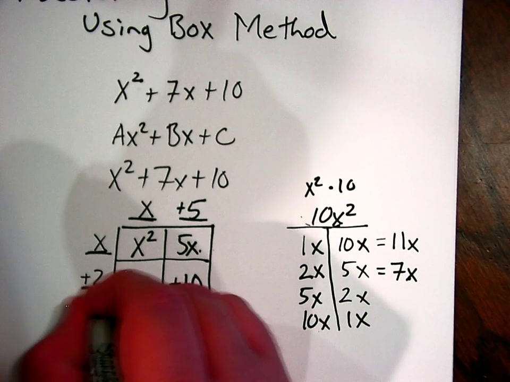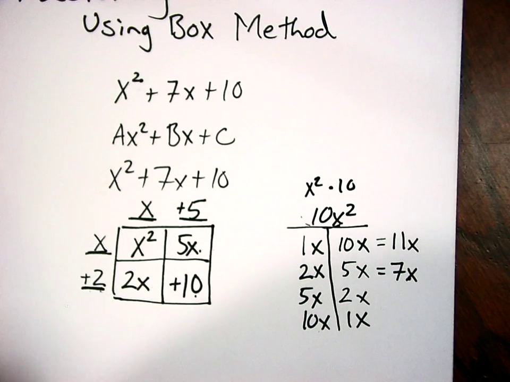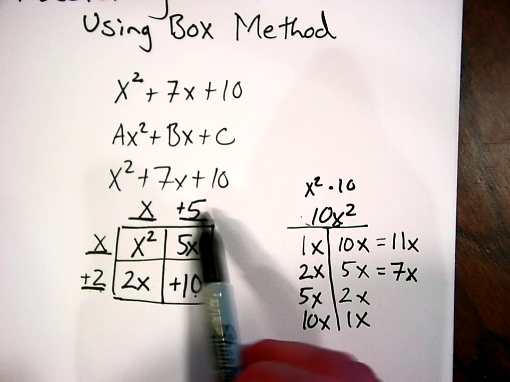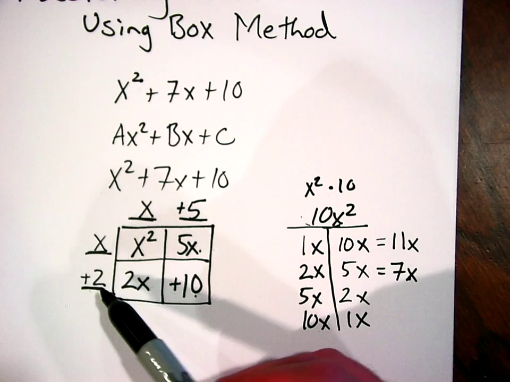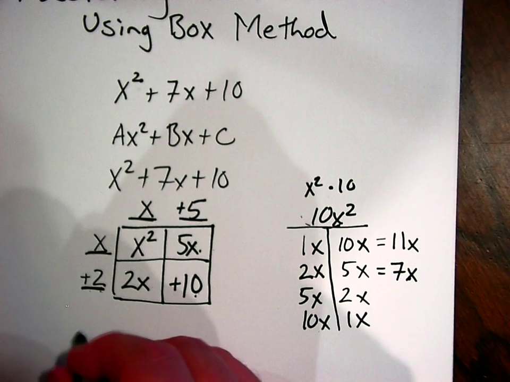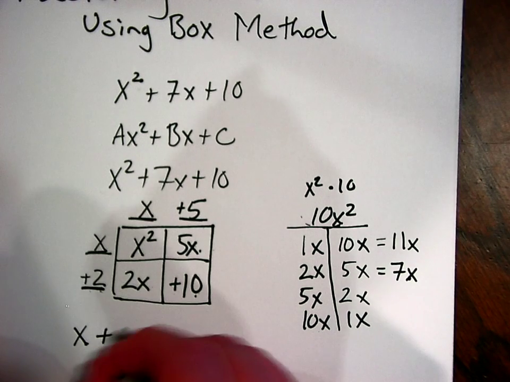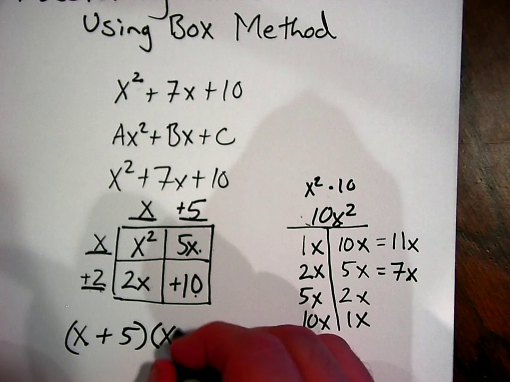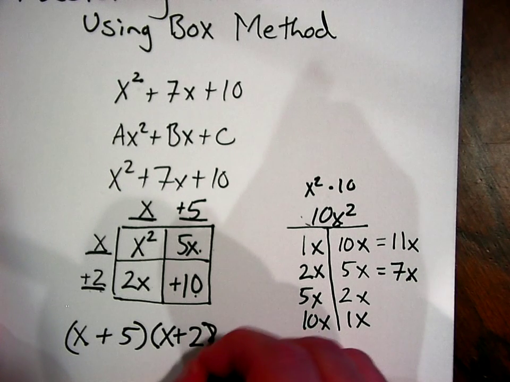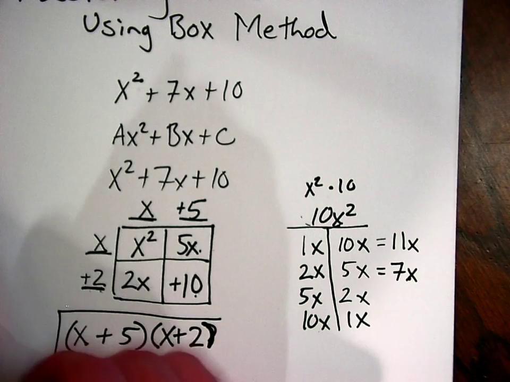Okay. So now that we have what goes across the top here and down the side, we're just going to write those binomials. x plus 5 and x plus 2. And that's going to end up being my answer.